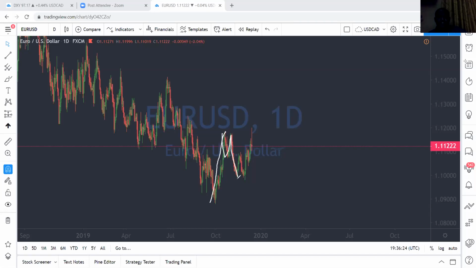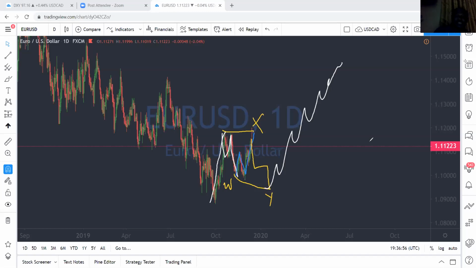Then you must have another impulse to the upside for continuation. But instead, what does it give you, guys? It gives you another three-wave corrective structure to the upside. 1, 2, 3. So what are you expecting next? You are expecting another three-wave move to the downside. 1, 2, 3. And this becomes what? WXY. And after that, a push to the upside. This is the analysis of Euro USD, guys. This is WXY.